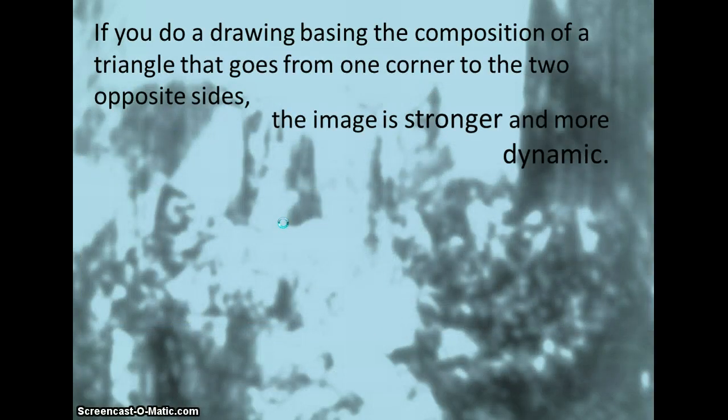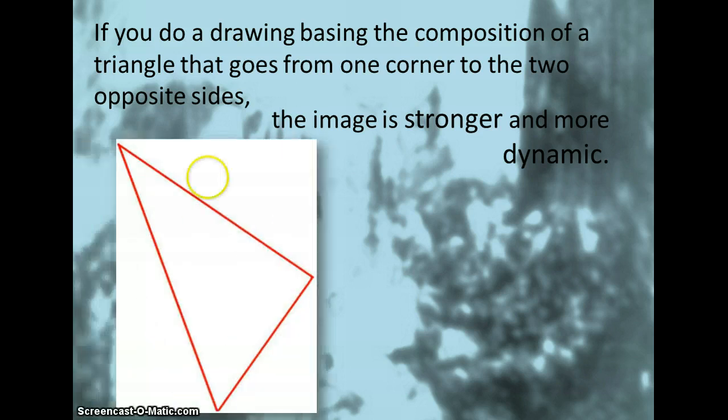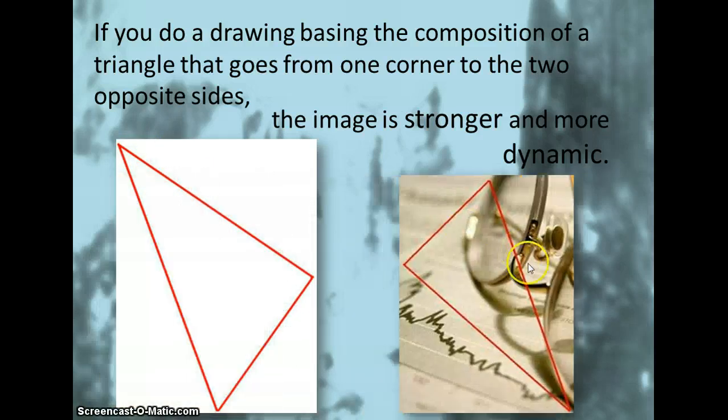Now, another rule I'm going to talk about is the rule of triangles. You can do a drawing using this kind of composition. The triangle goes from the corner to both of the opposite sides to create a more dynamic, strong image. I'll just show you an example of that being used here. You can see that the graph here, the line follows the graph and then follows the glasses up here. You see how your eyes are guided along the triangle.